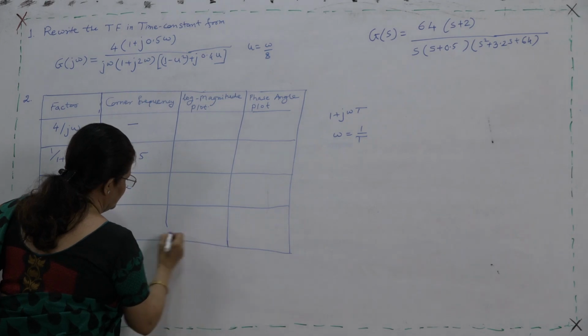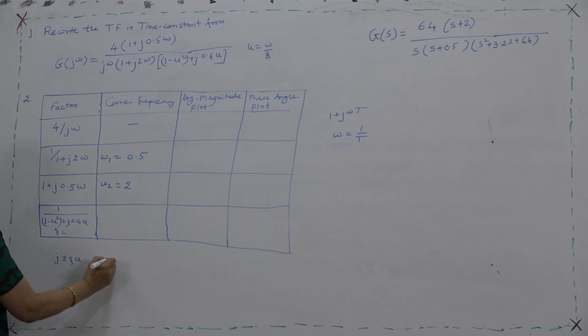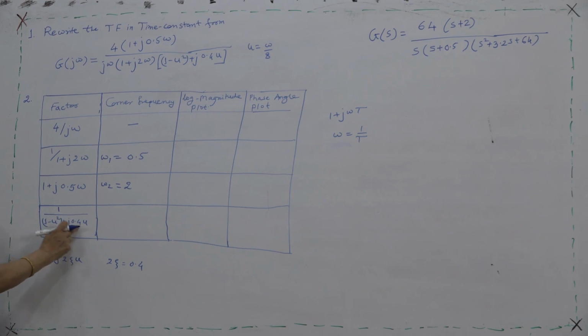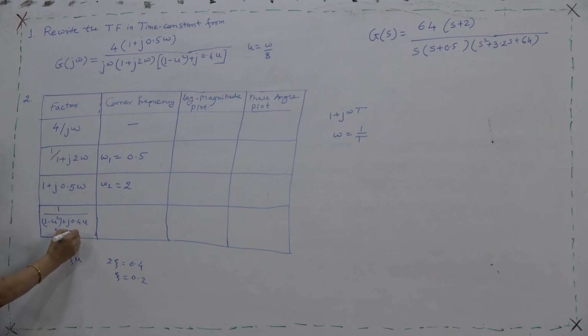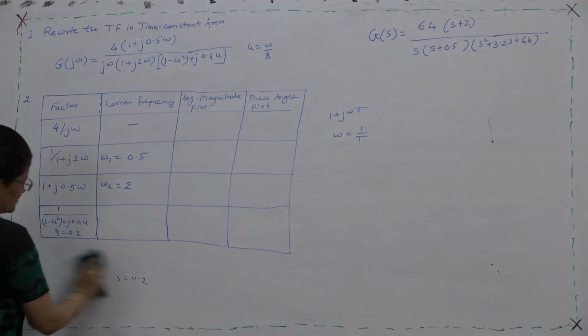If it is j 0.4 u, what is the value of zeta? See what we are considering, j twice zeta u. So twice zeta is equal to 0.4, is not it? Twice zeta is equal to 0.4. So, what is zeta? Zeta will be 0.2. So, you write down, zeta is 0.2. The value of zeta, that is damping factor, is 0.2.